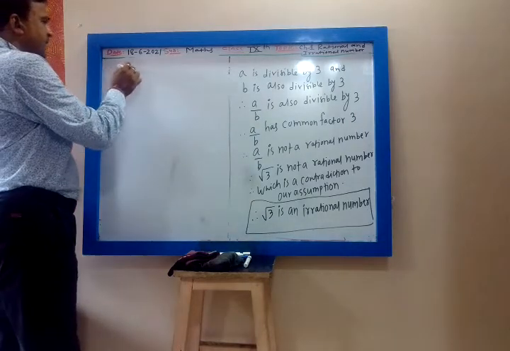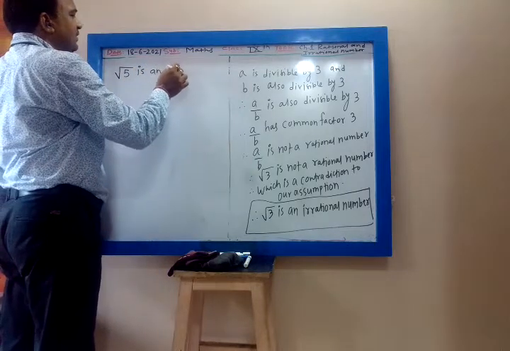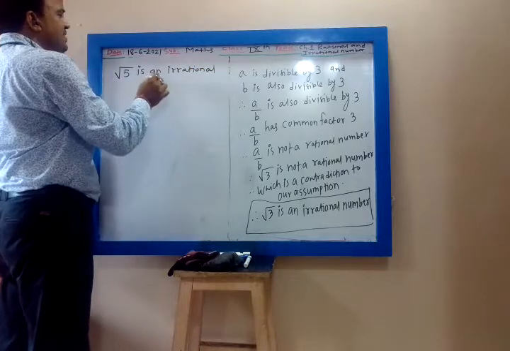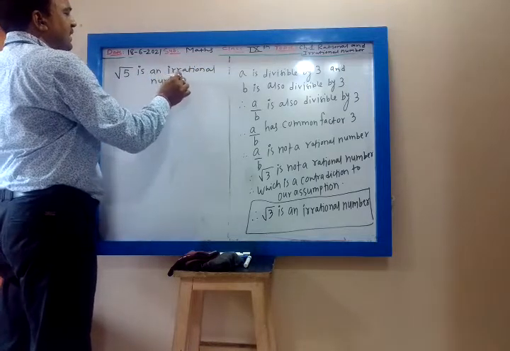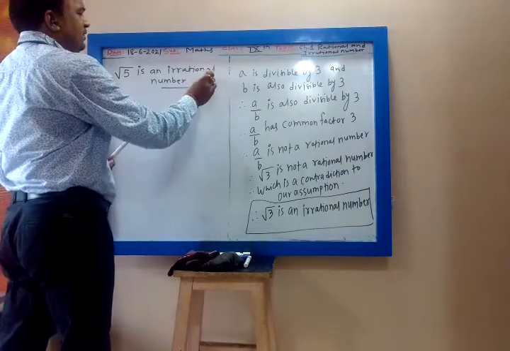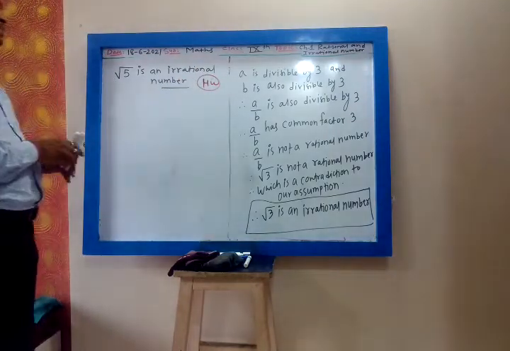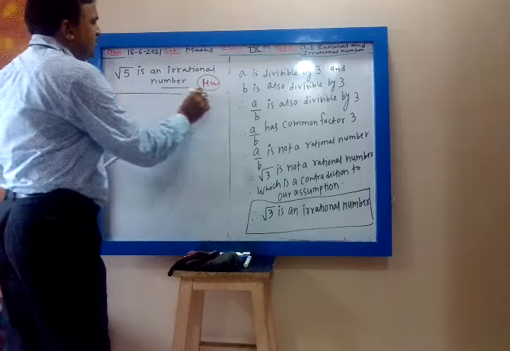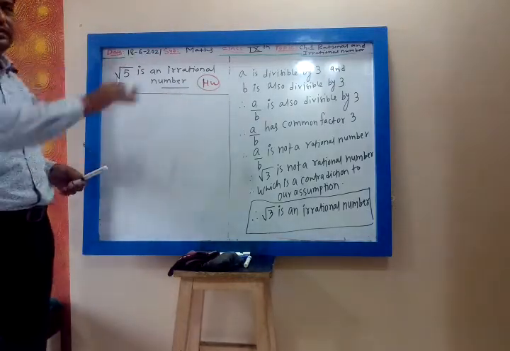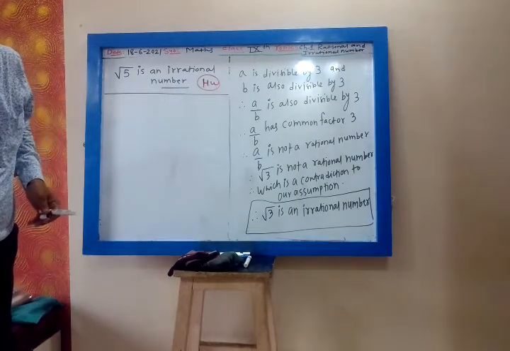Now, root 5 is an irrational number. This I am giving as homework. In the same way you will proceed, using the method of contradiction. You will assume that suppose root 5 is a rational number. So root 5 will be of the form a by b, and then you will continue with this. Is it clear? So this part I am giving as homework.